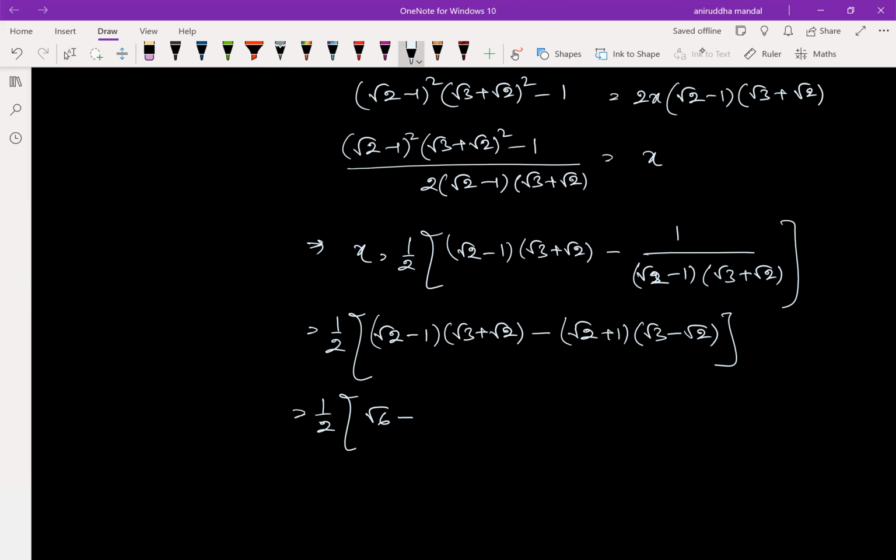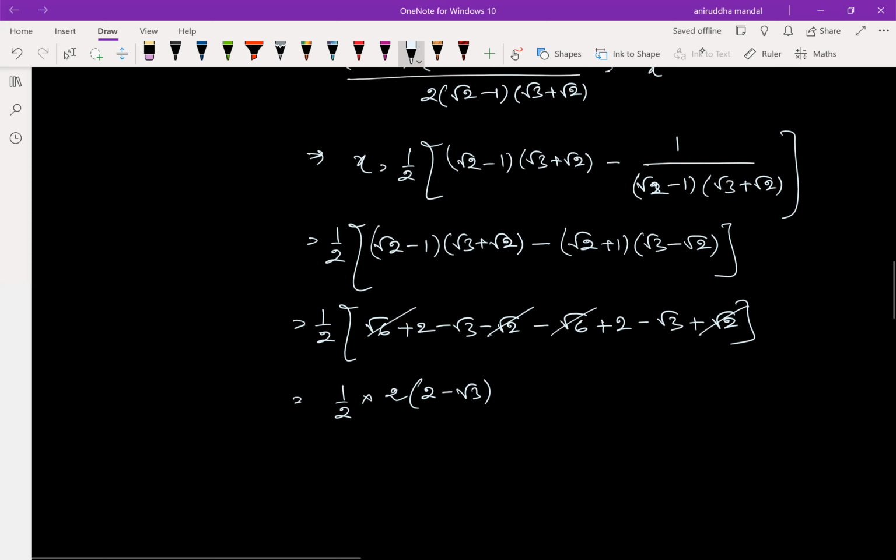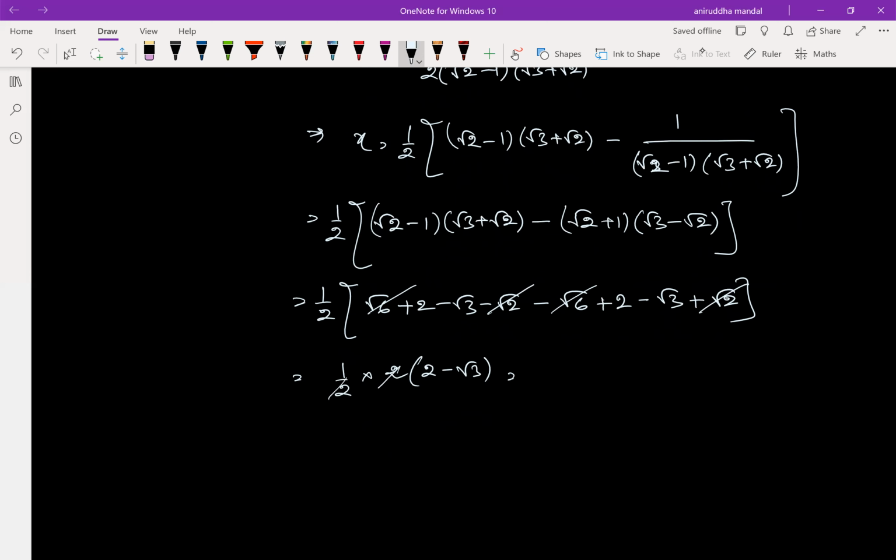So this is root 6 plus 2 minus root 3 minus root 2, and again root 6 minus 2 minus root 3 plus root 2. So this root 6 will get cancelled and root 2 will get cancelled, and these two terms are twice. So root 2 minus root 3. So this 2 will also get cancelled. So the answer x is 2 minus root 3.